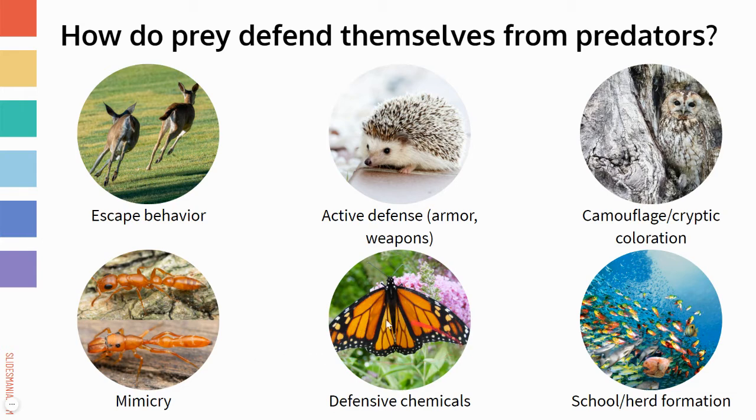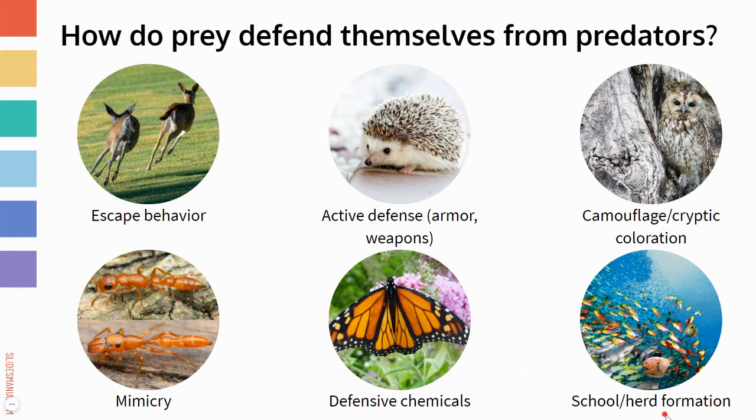Sort of related to that, we have defensive chemicals. So a lot of prey have poison, or they can either just taste bad or they can be poisonous, and that will make predators less likely to eat them. And to go along with that, they often have these loud warning colors so that predators know not to eat them. So these monarch butterflies are an example. They're bright orange, and that's to let predators know, like, hey, I'm poisonous.